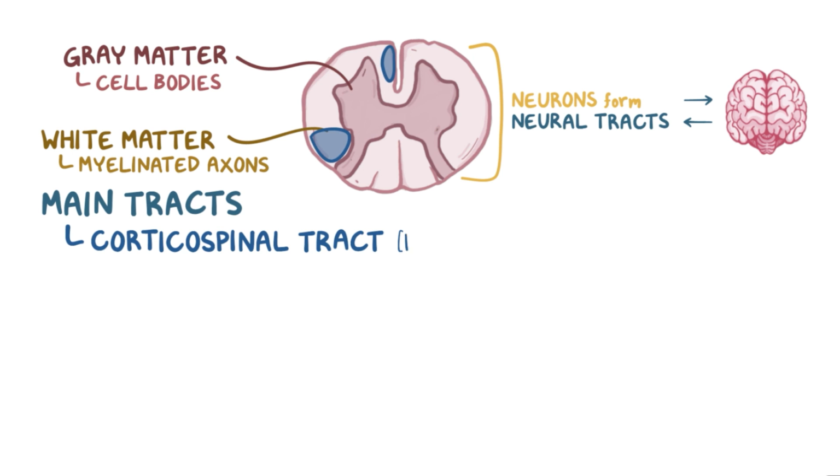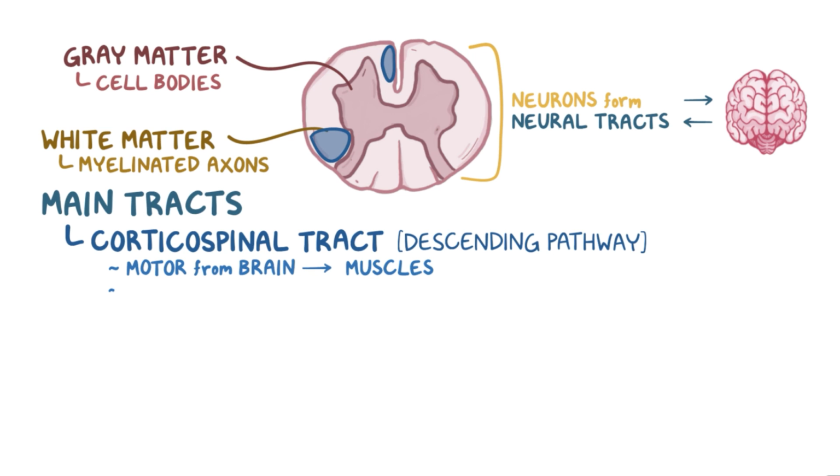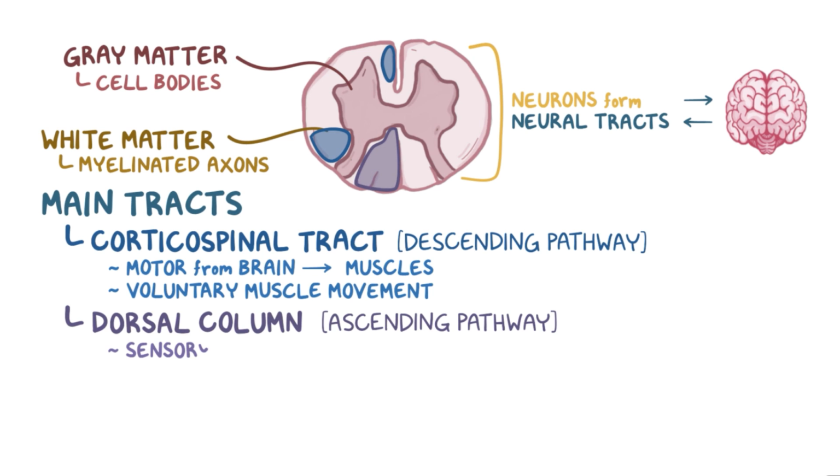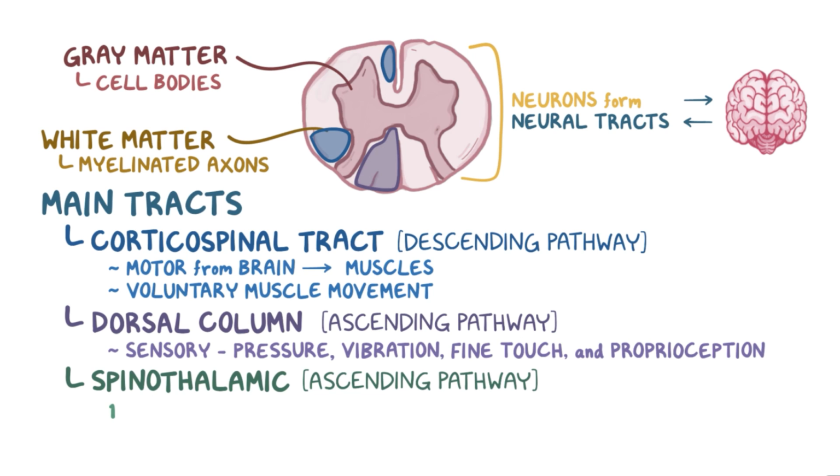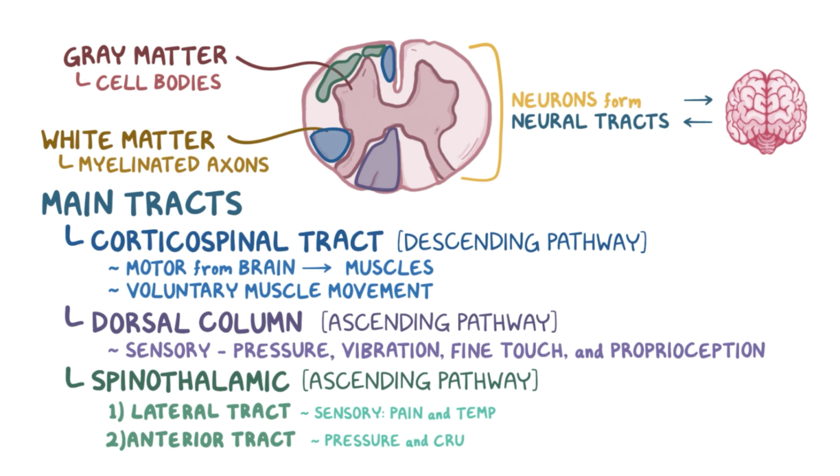The corticospinal tract is a descending pathway that carries motor information from the brain to different muscles in the body, and it controls voluntary muscle movement. The dorsal column is an ascending pathway that carries sensory information about pressure, vibration, fine touch, and proprioception, or the awareness of one's bodily position in space. Finally, the spinothalamic tract is another ascending pathway, and it's divided into two parts. The lateral tract carries sensory information for pain and temperature, while the anterior tract carries information for pressure and crude touch, or the sense one has been touched, but without being able to localize where they were touched.